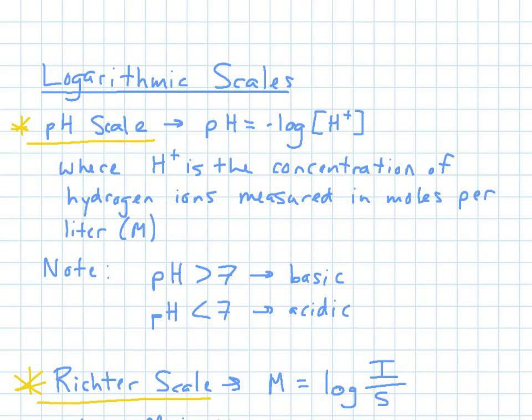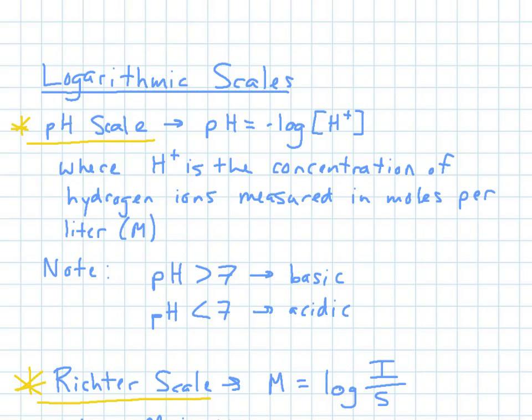Now let's move on to logarithmic scales. Most of these scales you've probably heard of at one point or another, you just probably haven't seen the formula that goes with them. A pH scale is written as pH is equal to the negative log of H plus. That H plus means the concentration of hydrogen ions measured in moles per liter, denoted as the letter M.